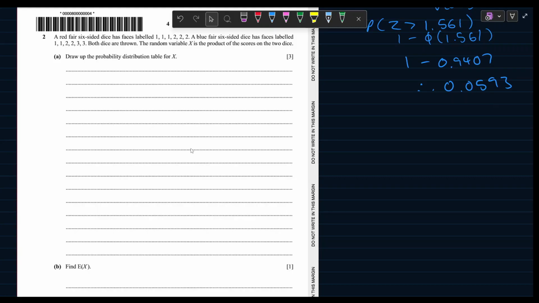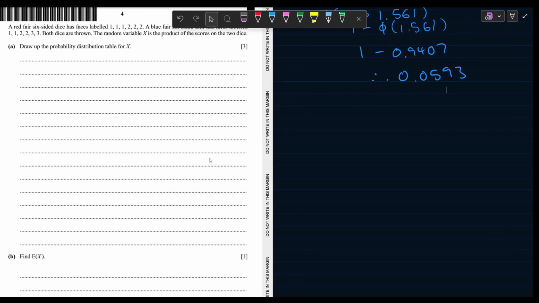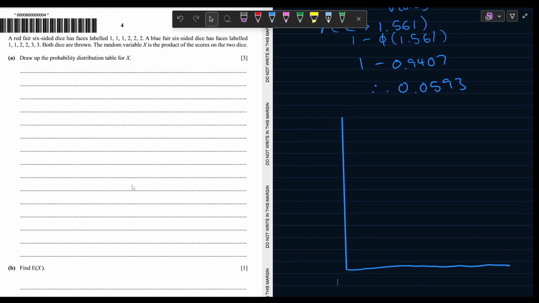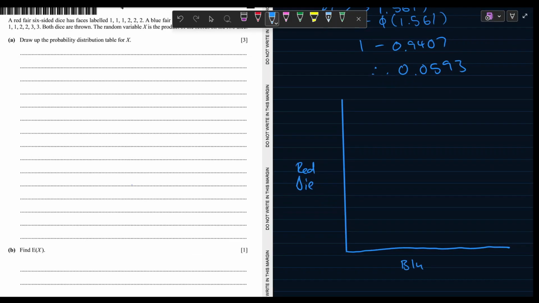Okay. So to help us with drawing up our probability distribution table, we should draw a possibility space diagram so that we can see all the possible outcomes we can have, right? So we've got the red die here, and then at the bottom I'll put the blue die. Let me maybe move this up slightly, blue die.